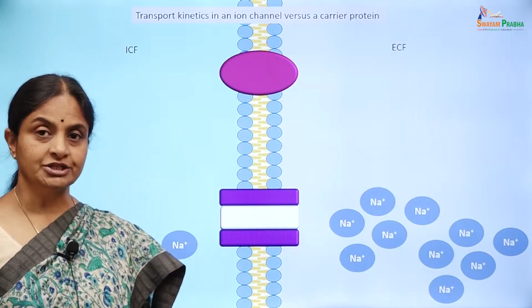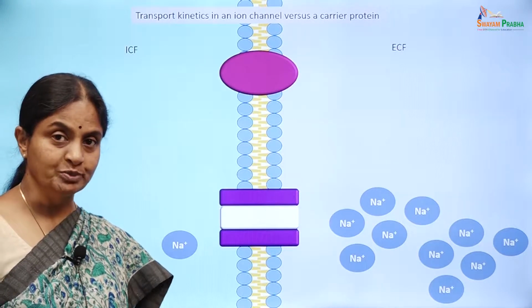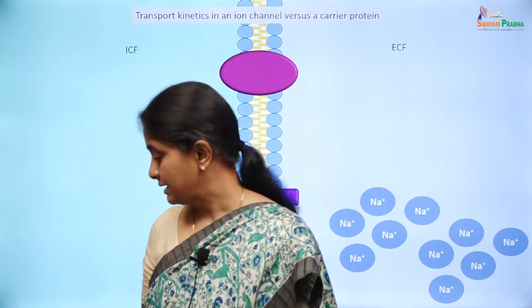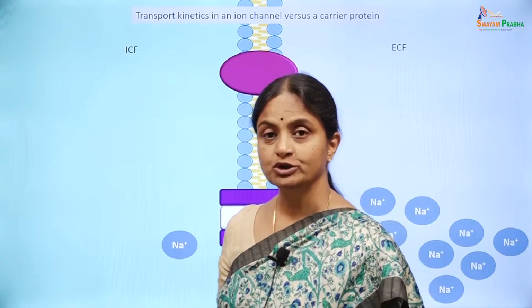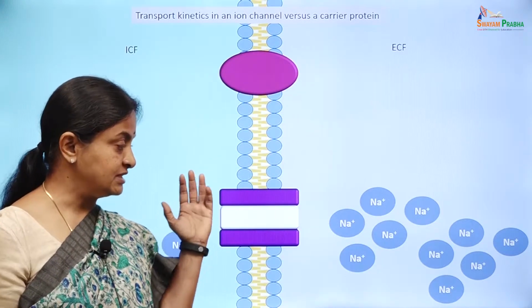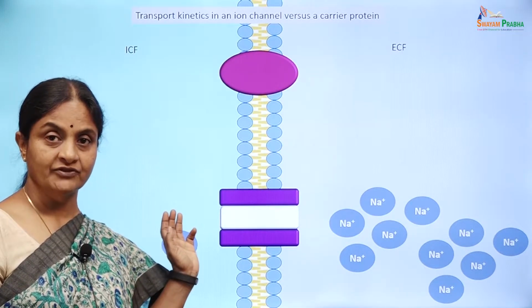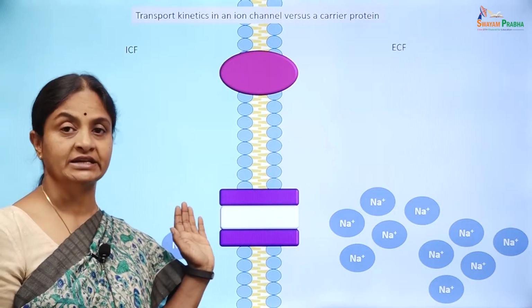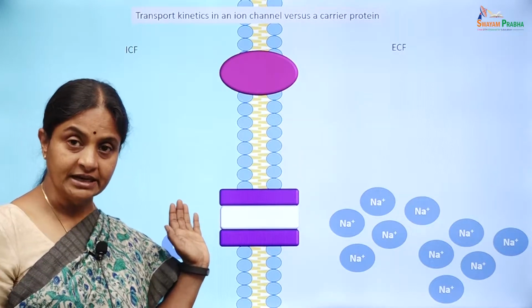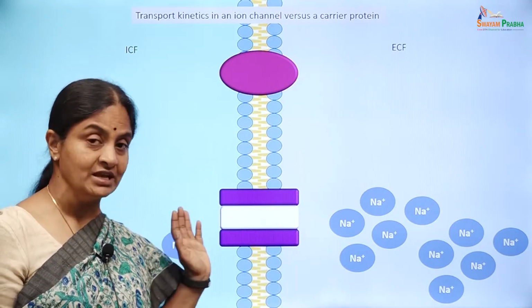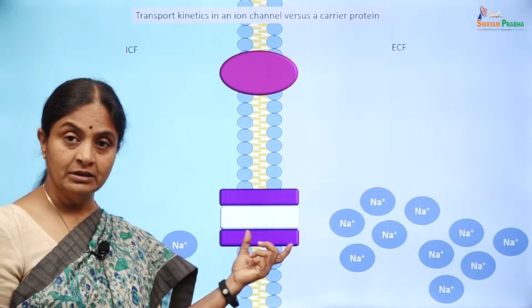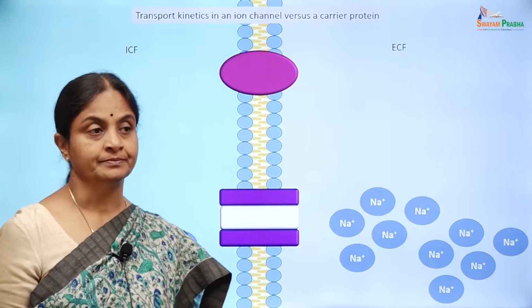The external concentration of sodium is 140 millimoles per liter, and within the cell it is only about 14 millimoles per liter. And even at rest, because the inside is negative, there is not only a concentration gradient for sodium influx, but also an electrical gradient. There is a net electrochemical gradient for sodium influx if the sodium channel is open.